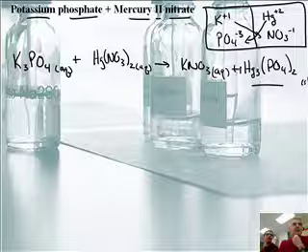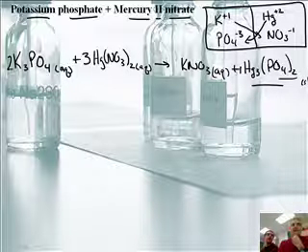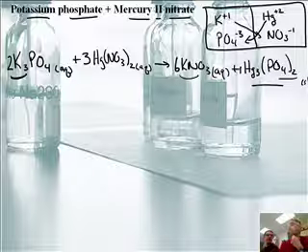Okay, so I'm going to put a 1 there, and let's balance the mercury. I've got 3 of them over here, so I can put a 3 there. I've got 2 phosphates, so if I put a 2 here, that gives me 6 potassiums. So I put a 6 here. That gives me 6 nitrates. Look at that, there's 6. So that's our complete equation.